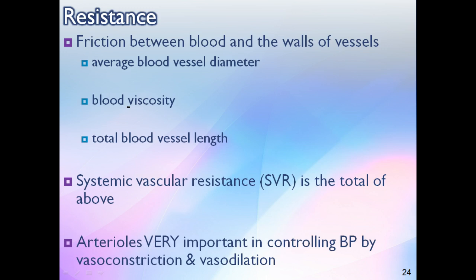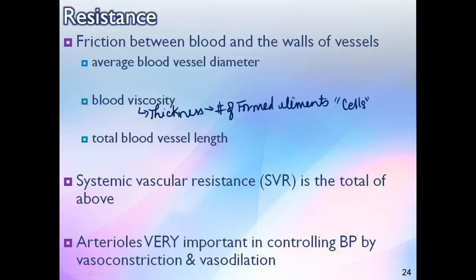Let's start out first by talking about viscosity. Viscosity relates back to the thickness of your blood. And thickness of the blood is primarily related to the number of formed elements, which, as you will learn in Chapter 19, pretty much refers to all the cells that are present in the blood. The more cells present in the blood, the thicker the blood. The harder it is to push it through your blood vessels.